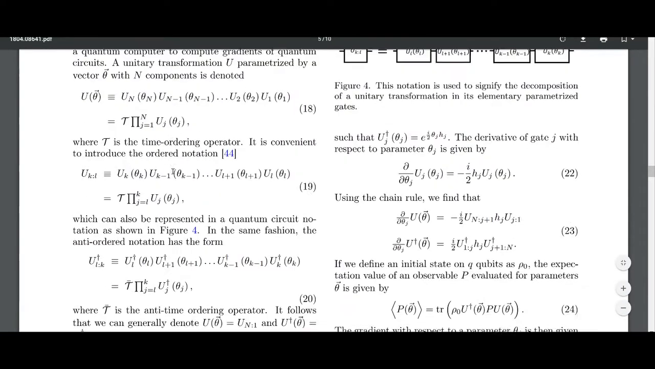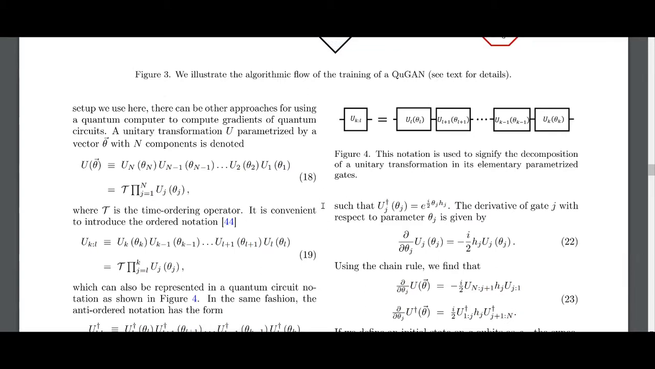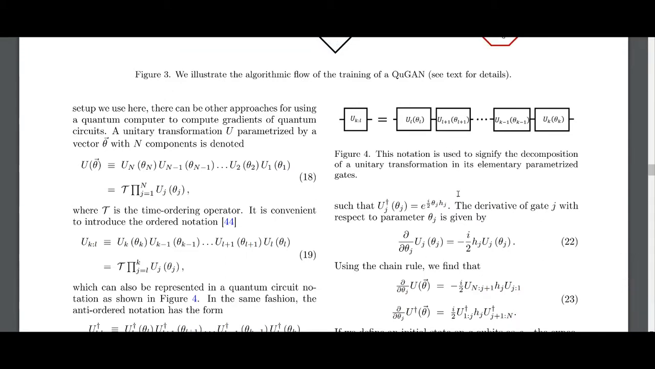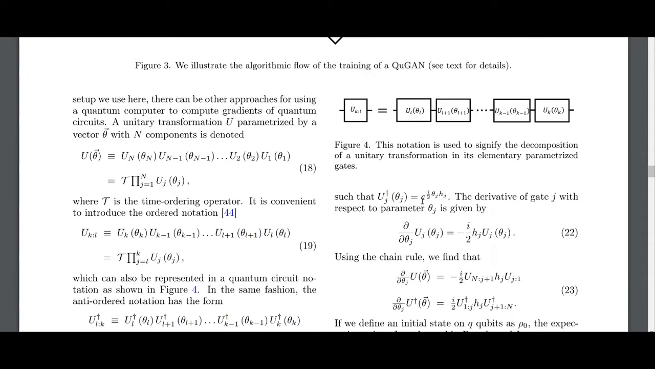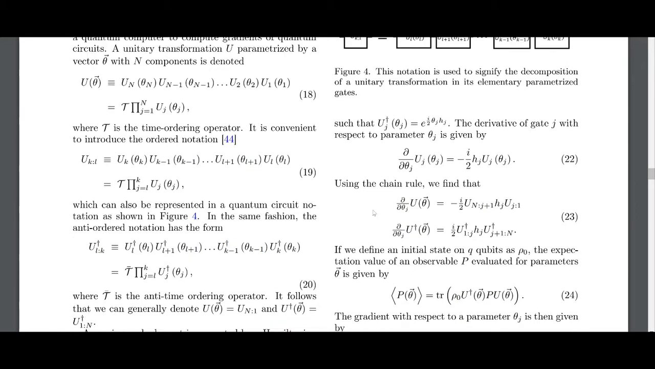So just forget about this. That's crazy, this notation. For a scientific paper, you have to do that, I guess, but it brings it far away from practical usage. This notation is used to signify the decomposition of a unitary transformation into elementary parameterized gates. That's basically what it's saying, what I just said. And then it says that's a general form of each of those gates.